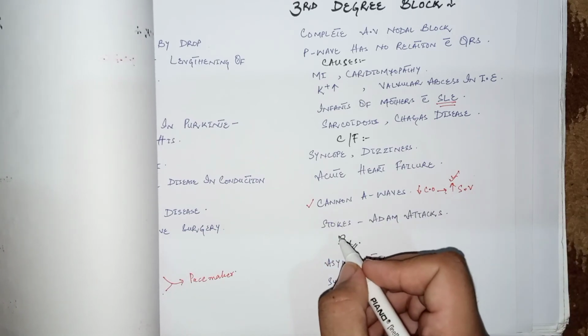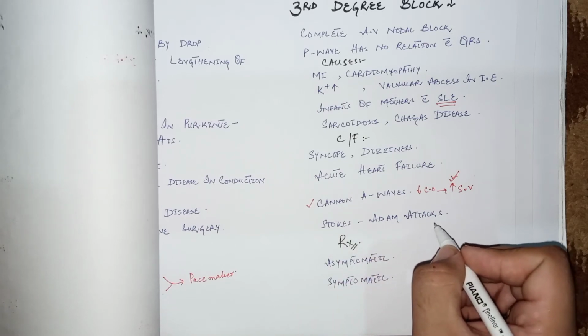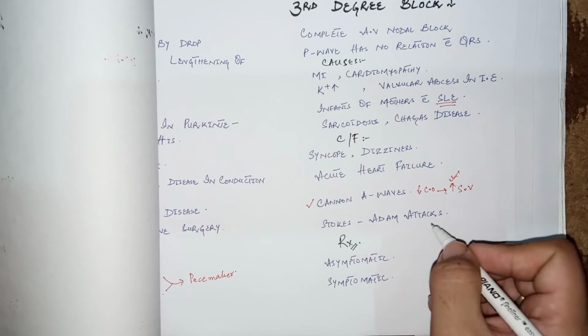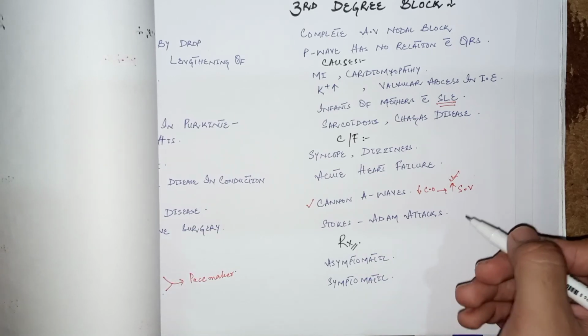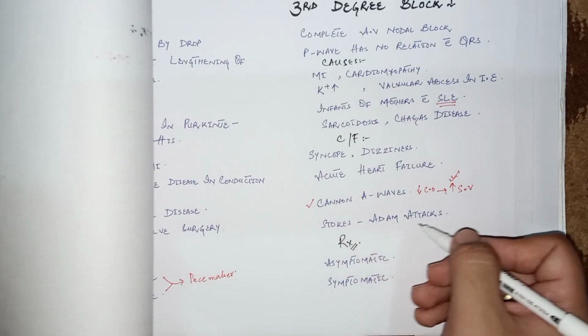And the next important feature is Stokes-Adams attacks. These are basically unconsciousness attacks without warning due to the episodes of ventricular asystole, that decreased perfusion of the brain due to reduced cardiac output can cause unconsciousness, and these are called Stokes-Adams attacks.